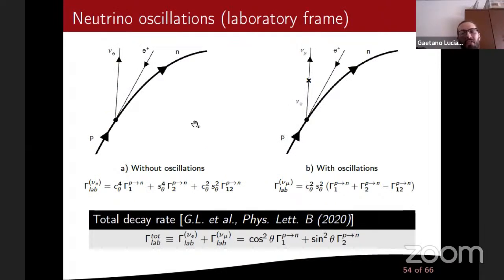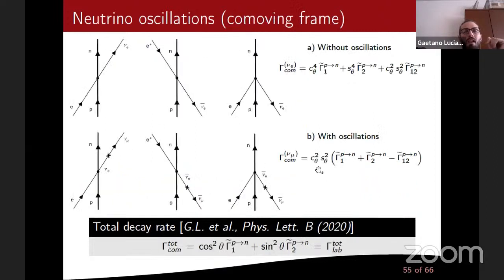Okay, so these are the processes in the laboratory frame if we include also oscillation. This is the process we were considering before, neglecting oscillation. This is the process if we consider also oscillation. This is the standard symbol to indicate flavor oscillation. You can compute the decay amplitude for such a process, then you sum this to the decay amplitude, and you get such a straightforward result, such a simple result in the laboratory frame, including oscillation, using the flavor states.